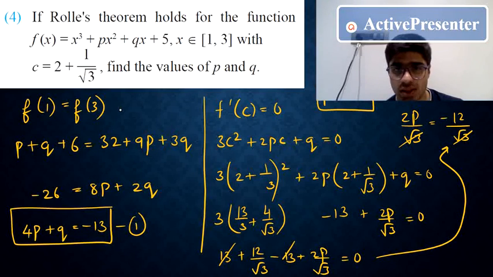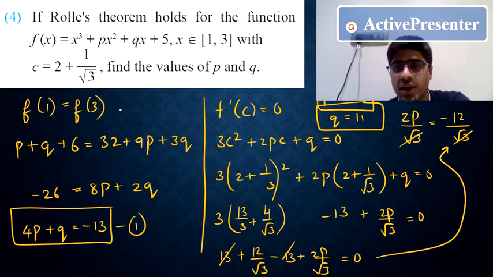If p is minus 6, put that p as minus 6 in equation 1, and that will give you q as minus 13 plus 24, so q will be equal to 11. Yeah, so that's the final answer, that is p equal to minus 6 and q equal to 11, for the fourth question.